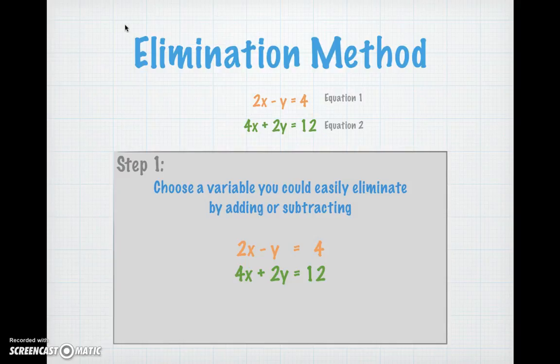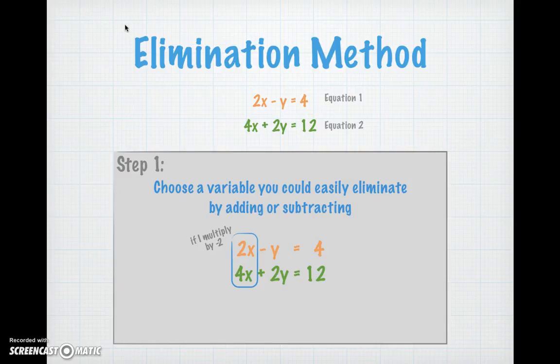If I look at my equations, I can see that the top equation could be multiplied by negative 2 in order to make the 2x a negative 4x. Once it's a negative 4x, I could then eliminate it with a positive 4x from the other equation. So that is exactly what I'm going to do. I'm going to multiply negative 2 times 2x and negative 2 times negative y and negative 2 times 4.